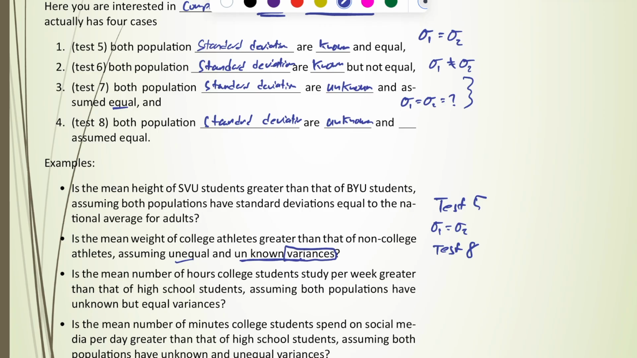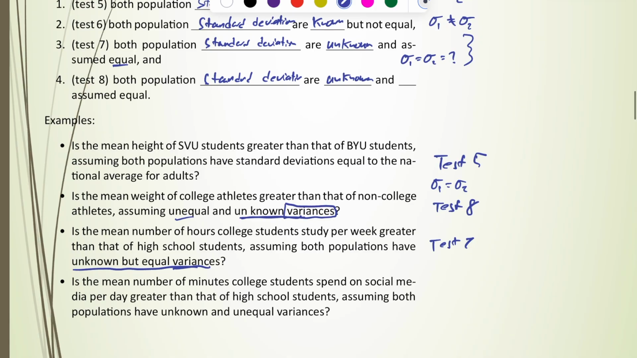Is the mean number of hours college students study per week greater than that of high school students, assuming both populations have unknown but equal standard deviation? So this is test 7, because the standard deviations are unknown but equal. That's test 7. Two populations, you've got college students and high schoolers, and the same variable. That's going to be the mean of the number of hours that they study.